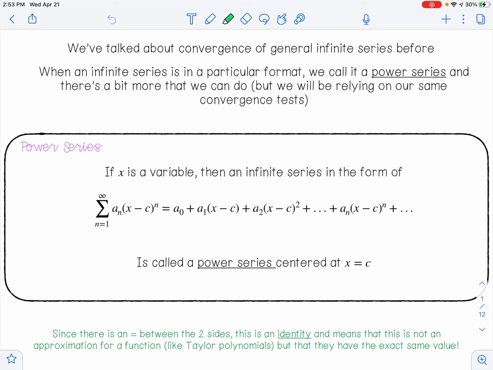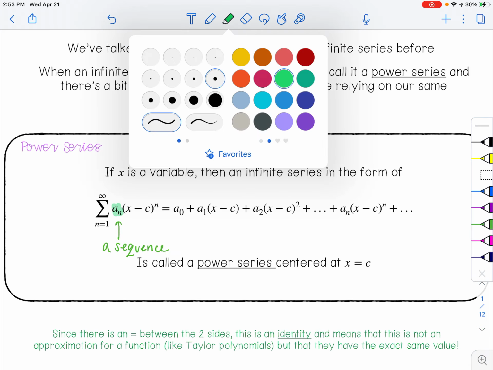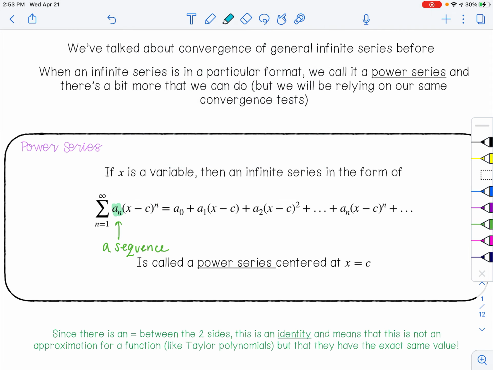So let's talk about what some of this means. So a_n, get my pen tools up here, that's a sequence. And then notice that it looks like you have two variables, but n is the indexing variable. So x is just standing in place of some number that we don't know, but n is the only thing that is changing as we evaluate the series.